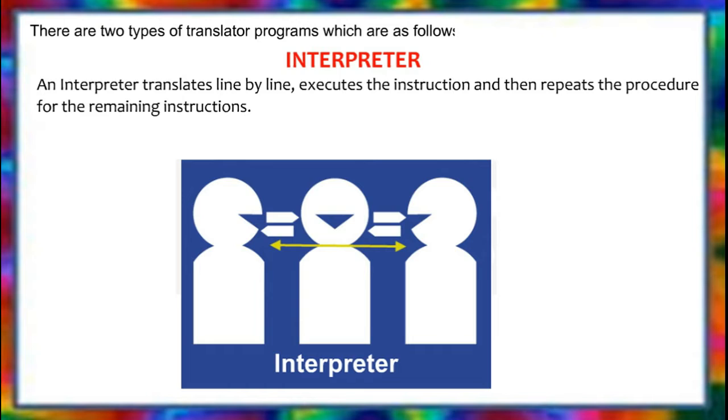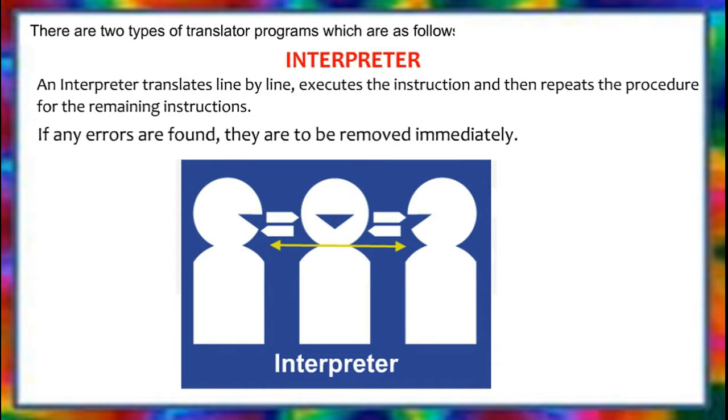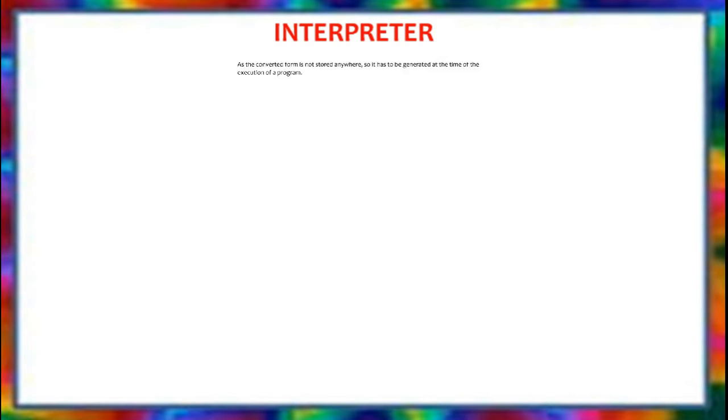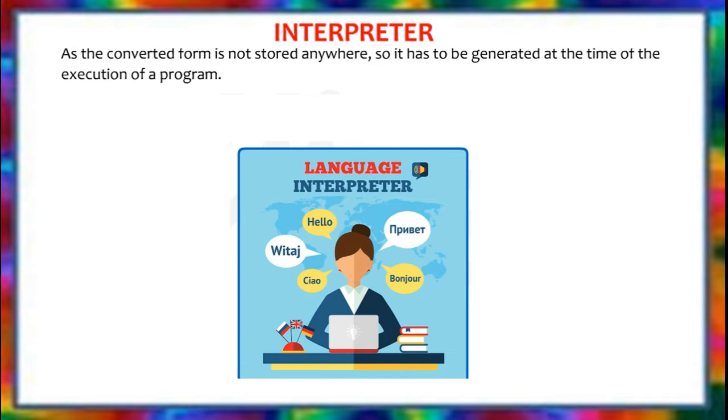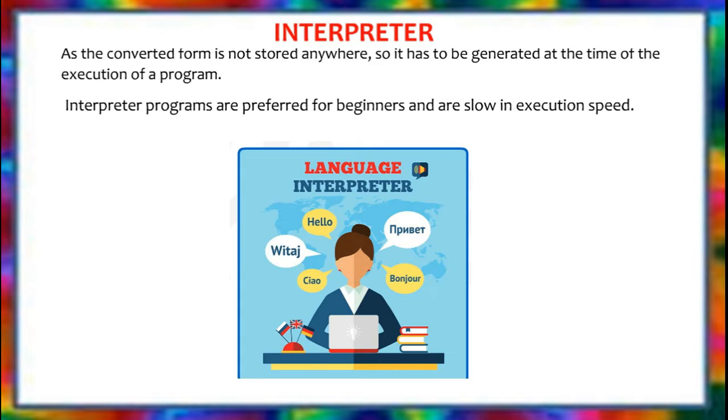An interpreter translates line by line, executes the instruction and then repeats the procedure for the remaining instructions. If any errors are found, they are to be removed immediately. As the converted form is not stored anywhere, it has to be generated at the time of the execution of a program. Interpreter programs are preferred for beginners and are slow in execution speed.